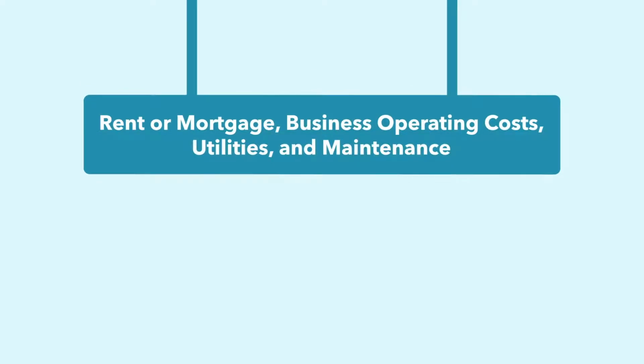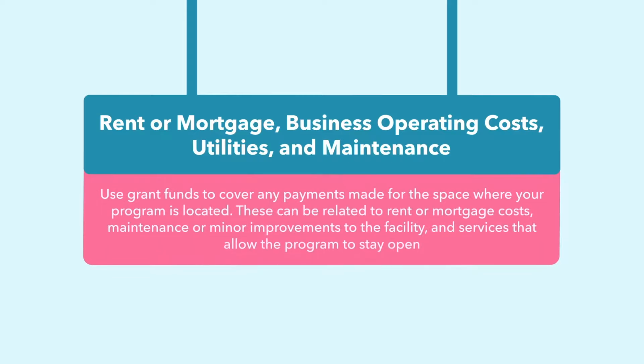Rent or mortgage, business operating costs, utilities, and maintenance. You can use grant funds to cover any payments that you make for the space where your program is located. These can be related to rent or mortgage costs, maintenance or minor improvements to the facility, and services that allow the programs to stay open.